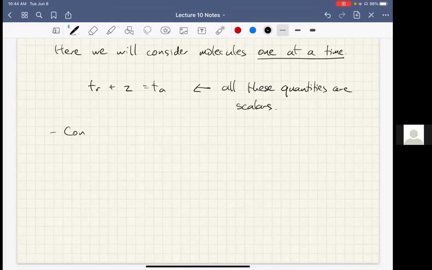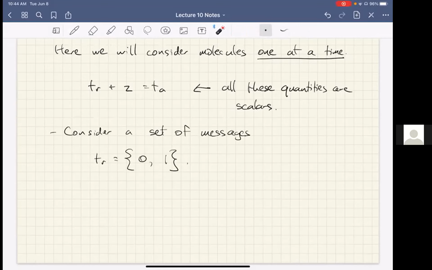So consider a set of messages. It can be non-binary, but we're going to say TR is in {0, 1}, just as a binary message, there's two possibilities. Basically, if I want to send a 0, then I release my molecule at 0 seconds. Excuse me, that's not equals. This isn't a vector, this is a set. So what I'm saying is that the release time is taken from the set 0 or 1. What I mean is that send a 0 means TR equals 0. In other words, I release a molecule at 0 seconds. Send a 1, TR equals 1. In other words, I release a molecule at 1 second.